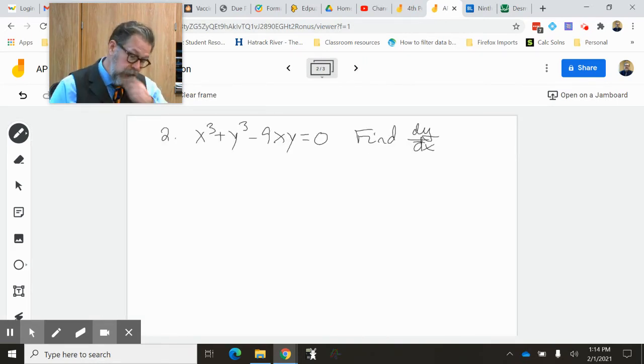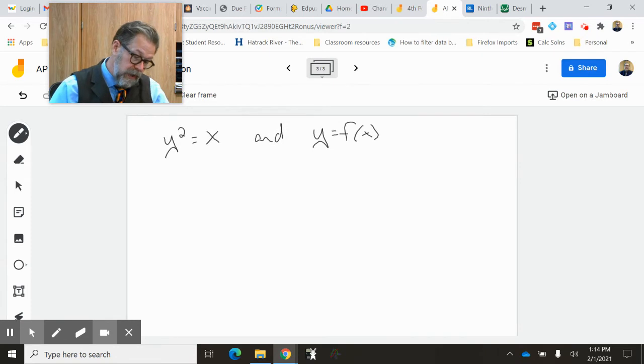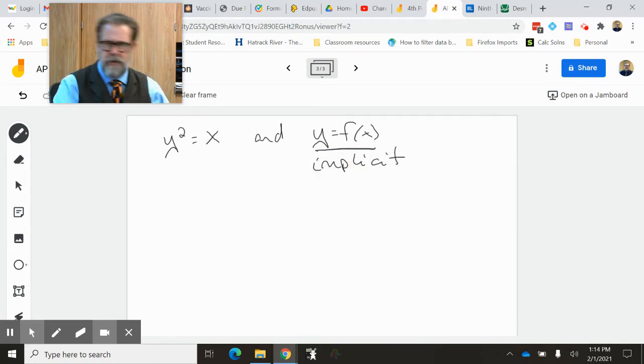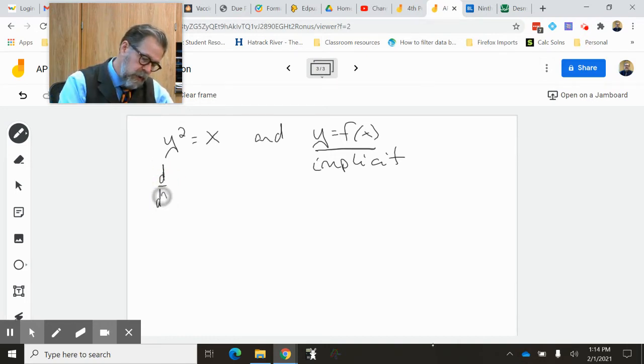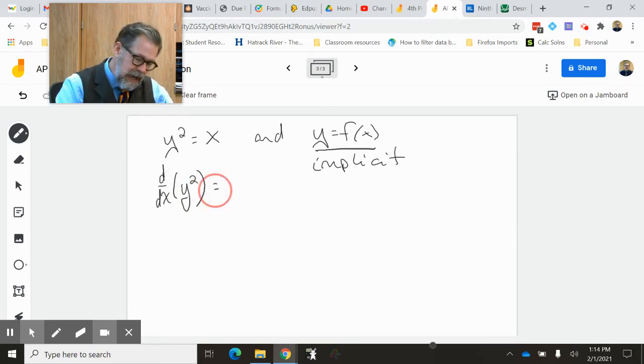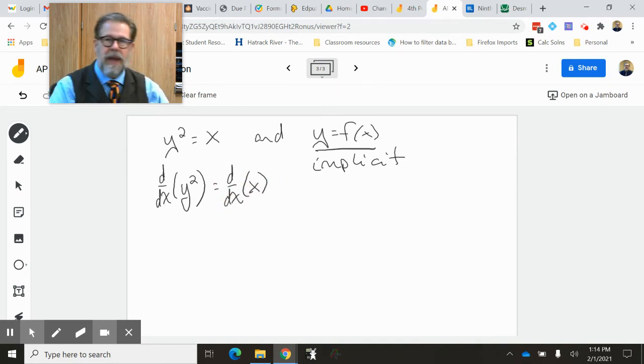And our really simple example, ignore that, is y squared equals x. Implicitly, I know that y is a function of x, and I could very easily just take the square root of both sides, but I'm not going to. Here's what I am instead going to do. I am going to take the derivative with respect to x of y squared, and I know that must be equal to the derivative with respect to x of x.